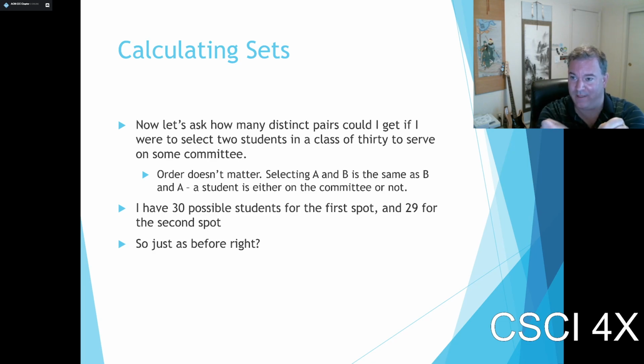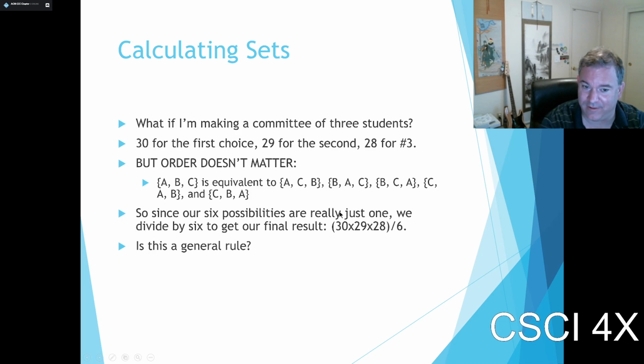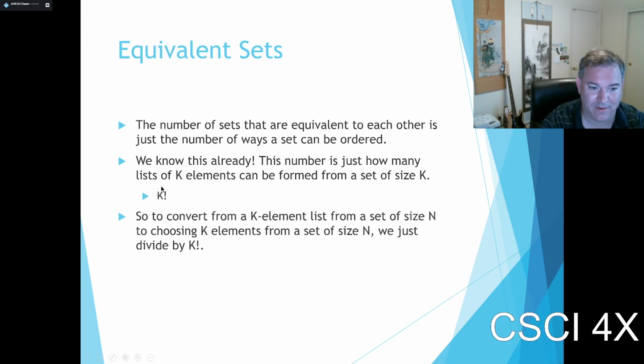So A and B and B and A are the same. So 1, 2, there's 2 different duplicates. A and C, C and A, they're the same. And so you have to divide by the number of duplicates. And the number of duplicates is actually the factorial of the size of the committee, right?